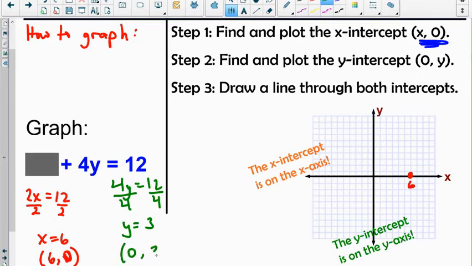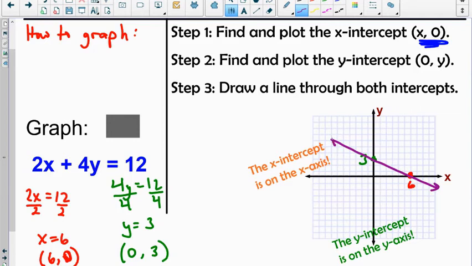So when x was 0, y was 3. That's one solution to this equation. I can then plot that y-intercept on the y-axis at 0, 3. I now have 2 points, and from last year in geometry, hopefully you remember that you can make a line with any 2 points. Just remember to put arrows at the end. And that's how we graph a standard form equation using the intercepts. If you need to, pause the video to copy any of this down.